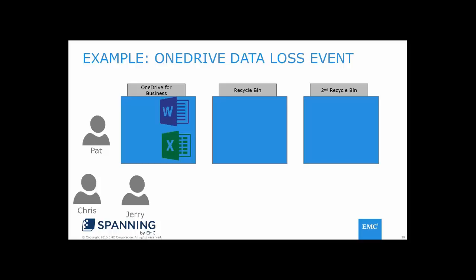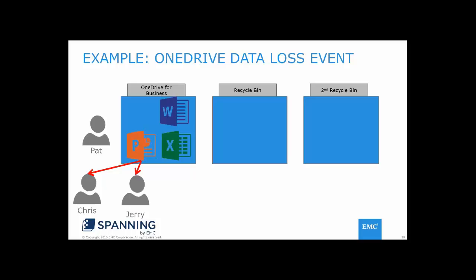So let's go through another data loss event, this time in OneDrive. So this is Pat's OneDrive for Business, and in OneDrive for Business you have the place where all of your files are. Then when you delete them, they are going to go to a recycle bin, and then there's a second recycle bin. But he shared these two files with, he creates this PowerPoint presentation that he's working on. He needs Chris and Jerry to help him out with it. So it's a presentation he's going to give at a UserCon, and wants to make sure he's got all the right technical information in there. So they work for a little bit.